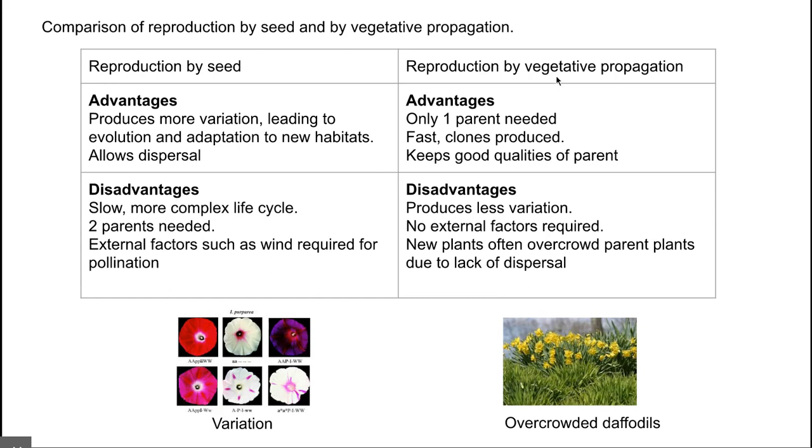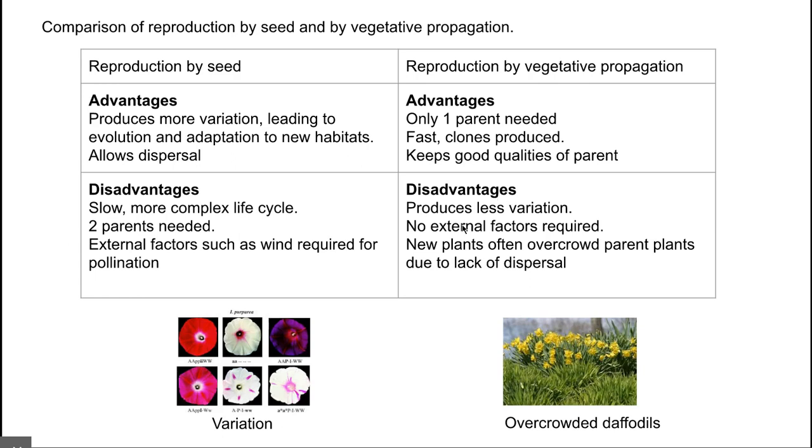Now to look at vegetative propagation. The advantages: it only needs one parent compared to the complex two parents required over here. It's fast. It produces clones or identical new plants very quickly. And it keeps the good quality of parents. So if the parent had a good colored petal or large fruit, then all of the daughter plants will have the same good qualities because they're clones, they're genetically identical to the parent.